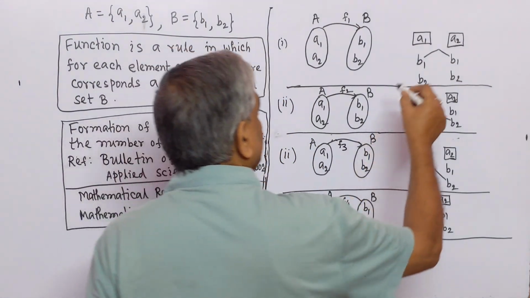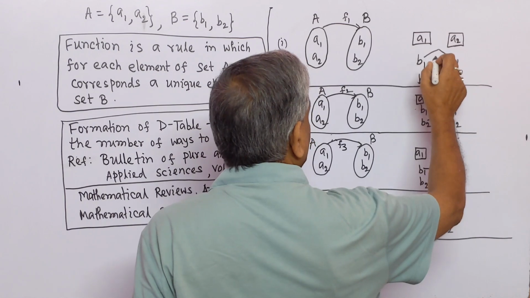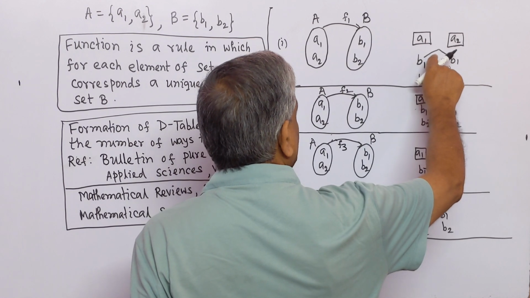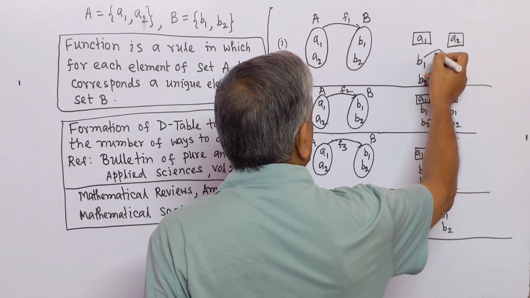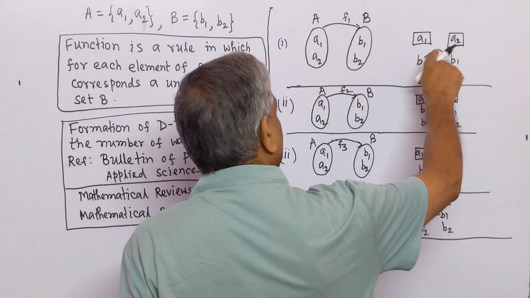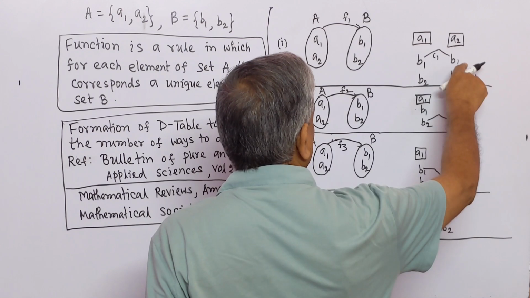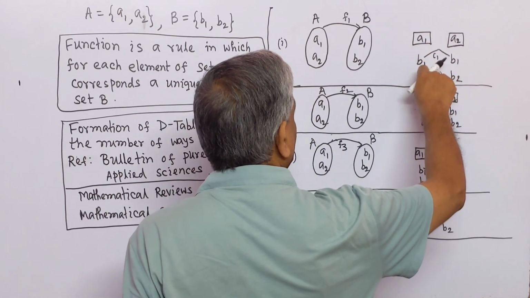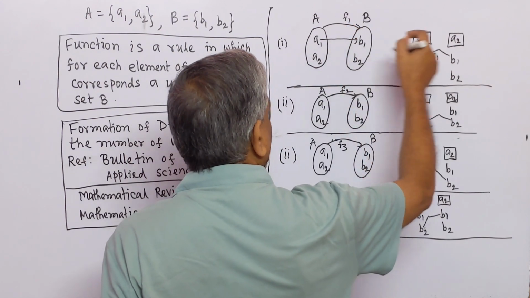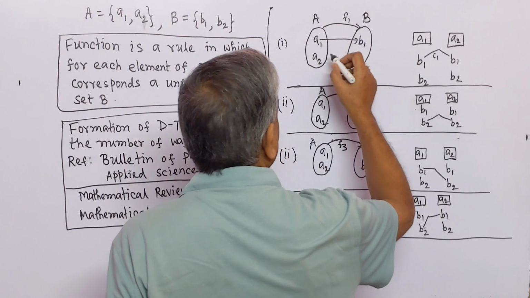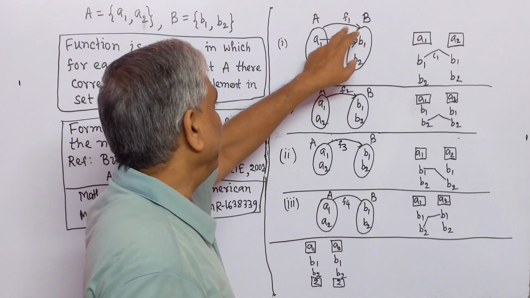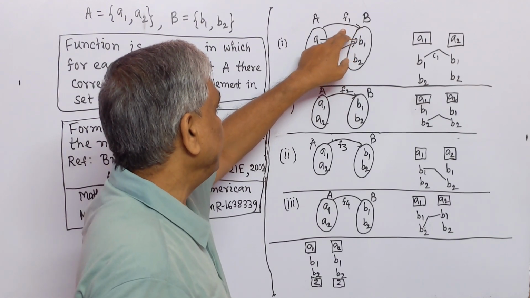Now we take a curve cutting one element of each column. Let this be a curve. The name of this curve is C1. This cuts element b1 of the first column and element b1 of the second column. This means the image of a1 is b1, and the image of a2 is b1. The name of this function is f1. Here we get one function, f1.